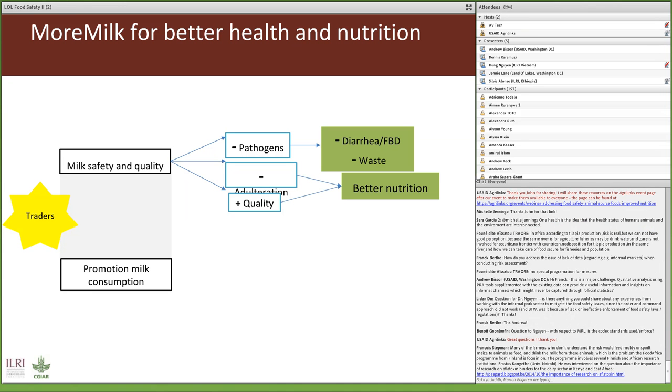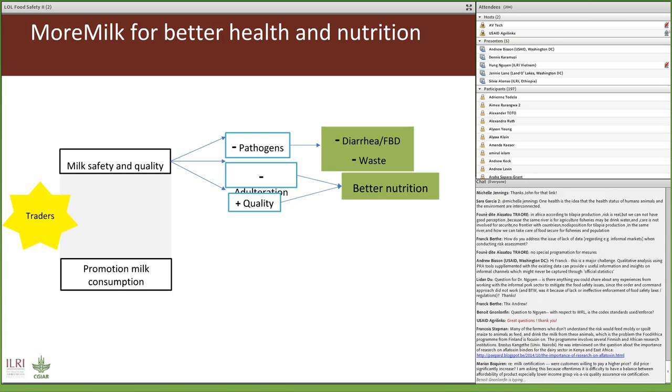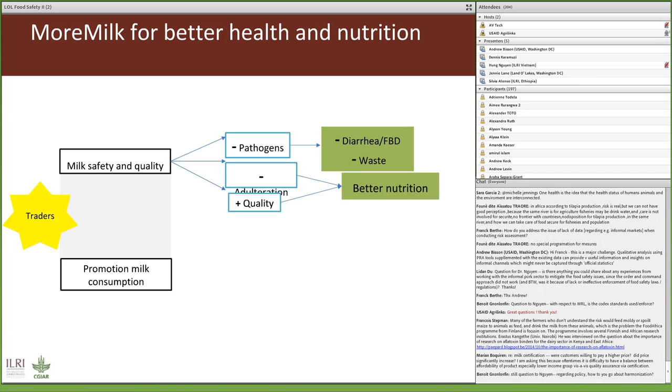So this should lead, ideally, to better health outcomes in people, so less diarrhea and less foodborne disease associated with milk, and less wasting overall. Because the milk is less adulterated and of better quality, obviously it will be more nutritious. So that will all lead to better nutrition. At the same time, the marketing aspect will stimulate consumption of milk, and especially feeding milk to children. And all of that is positive for the consumer.